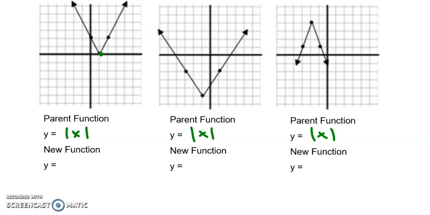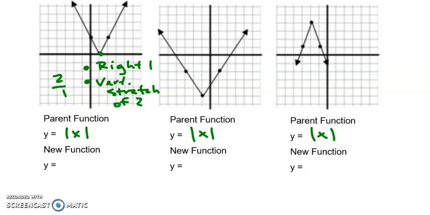I see my vertex is shifted to the right 1. Okay, it's not shifted up or down. It's open up, so that's not reflected. But I do have to go up 2 and over 1. It's like a slope of 2 over 1, or a vertical stretch of 2. So I only have 2 transformations here.